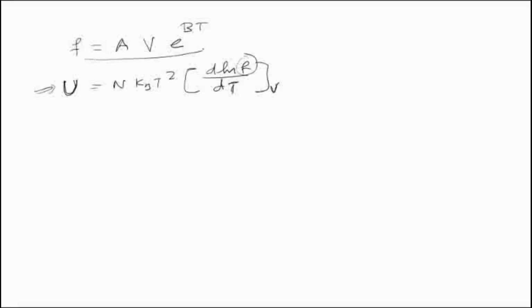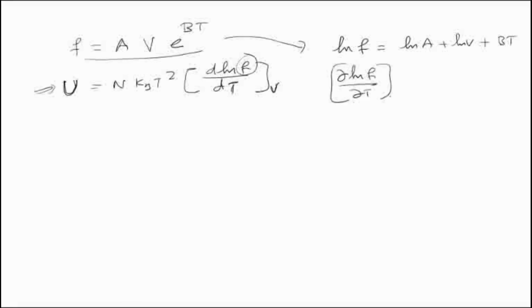So first you take the logarithm of this. If you take the logarithm, you'll get ln A plus ln V plus, for the exponential term, the power value BT. Now, if you differentiate this with respect to T, so ∂ ln F/∂T keeping volume constant, A is already constant, so it becomes 0. Volume is held constant, so that also becomes 0. You are differentiating with respect to temperature, so T differentiates to 1, and you'll get B. So ∂ ln F/∂T is B.